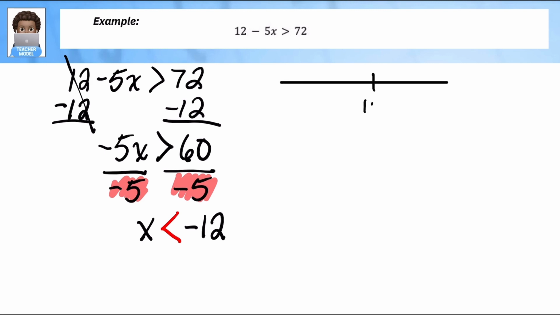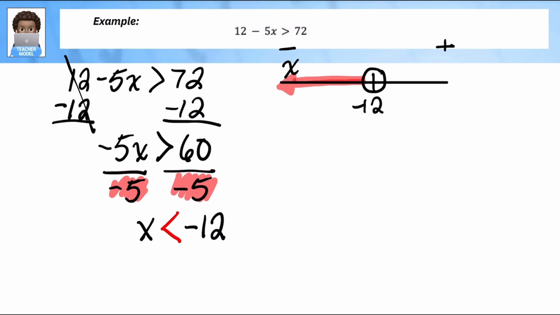Here's -12, and I want x to be all the numbers that are lower. So x would be on this side of the number line. I'm going to draw a circle around 12, so I'm not including 12 in my solution set. And I want all the numbers less than 12. All right, so I just graphed my inequality.